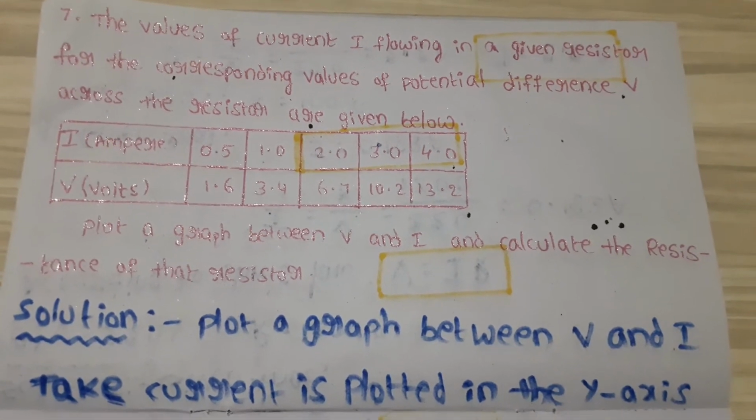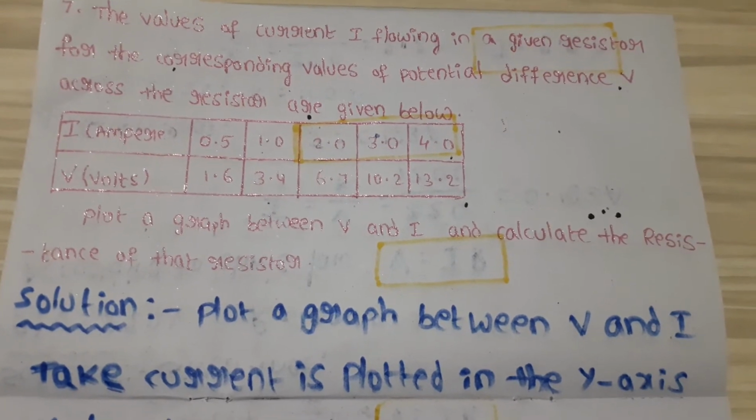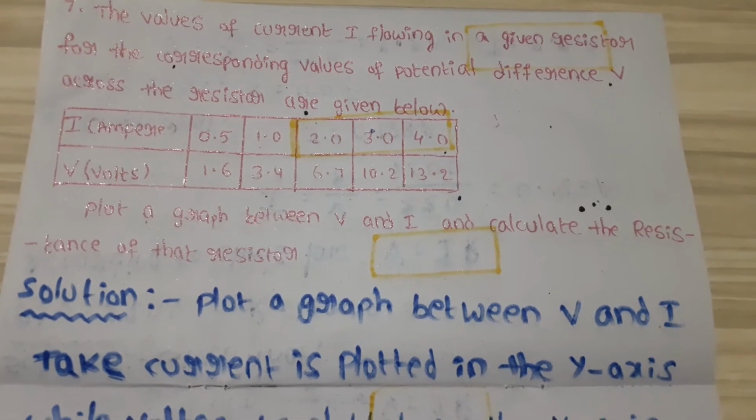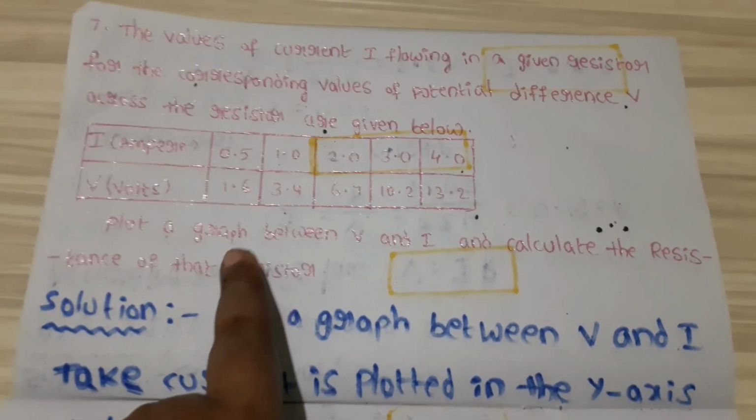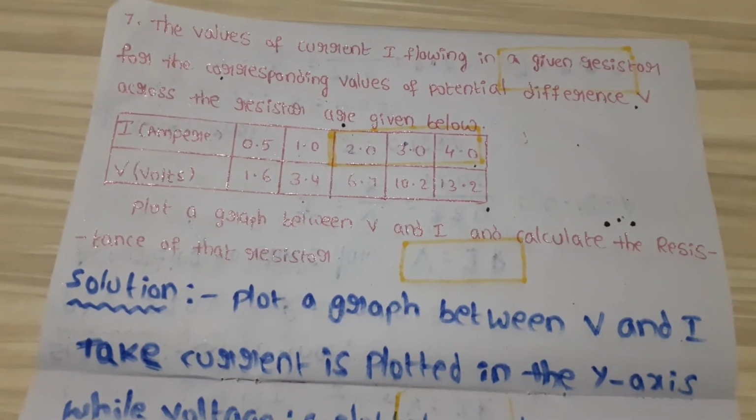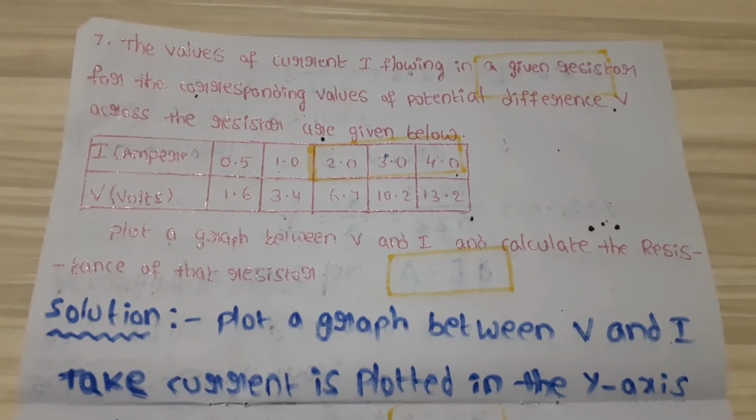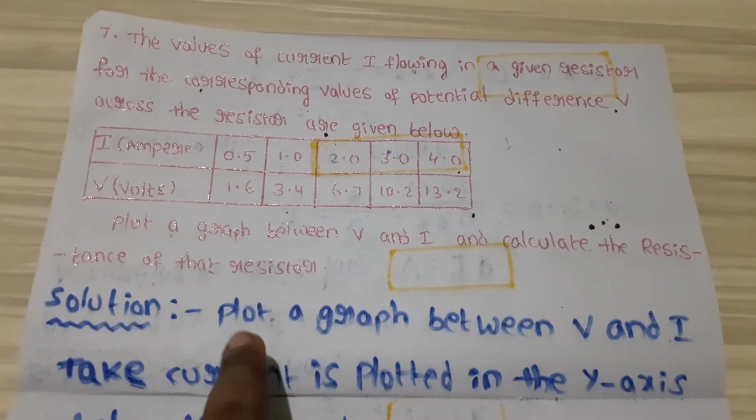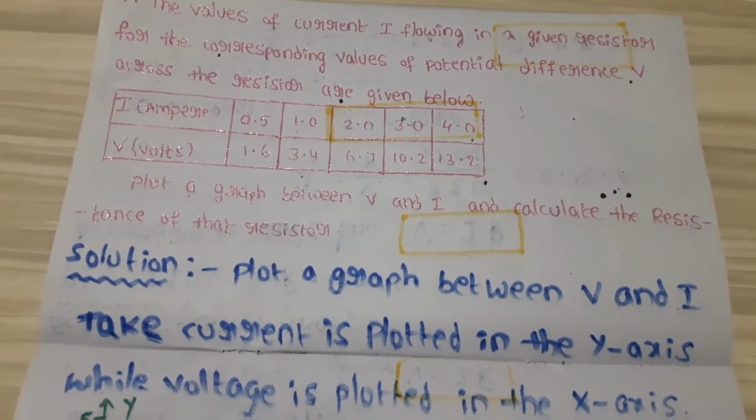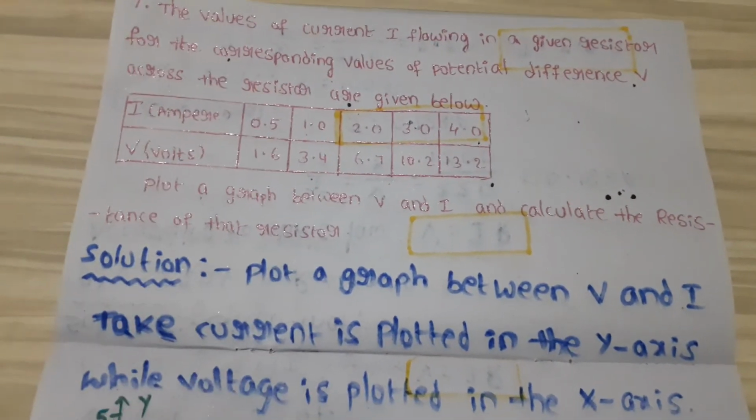Next question. The values of current flowing in a given resistor for the corresponding values of potential difference V across the resistor are given below. So in this question they have given one table with corresponding I and V values. So plot a graph between V and I and calculate the resistance of the resistor. So we have to find out the resistance value. So draw the graph. From the graph we have to find out the resistance value.